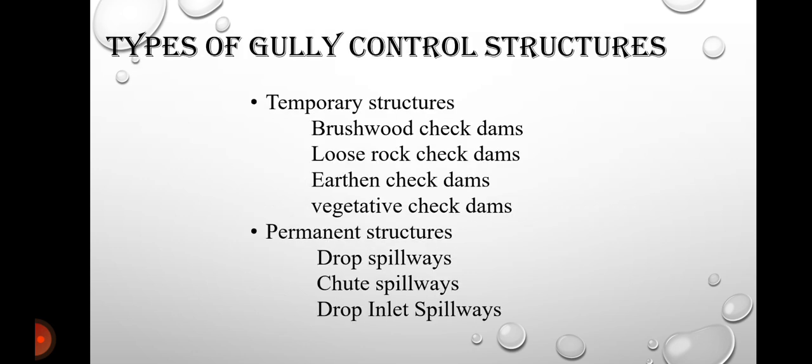Now let's move on to the types of gully control structure. There are two types: one is temporary gully control structure and the other is permanent gully control structure. Under temporary gully control structure, there may be four types: brushwood check dam, loose rock check dam, earthen check dam, and vegetative check dam. And in the permanent structures, there may be three types: drop spillway, chute spillway, and drop inlet spillway. So in the end, there may be nearly 7 to 8 types of gully control structures. The main thing is temporary structures and permanent structures.